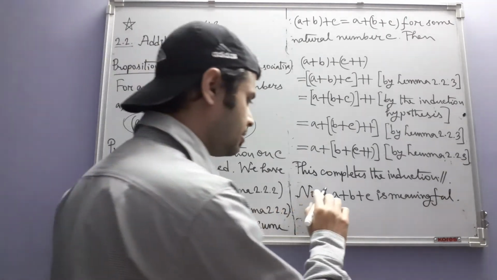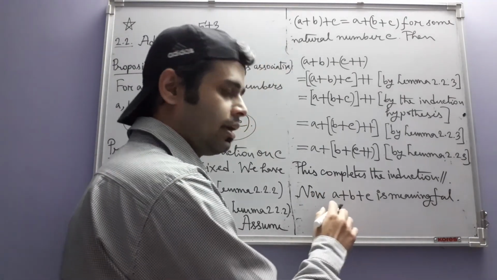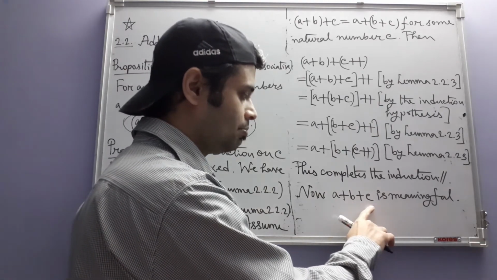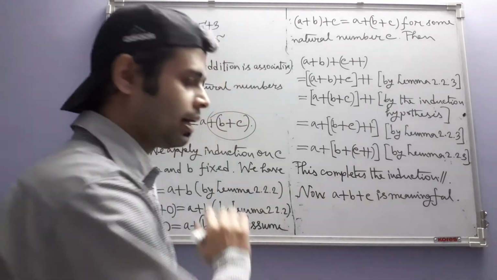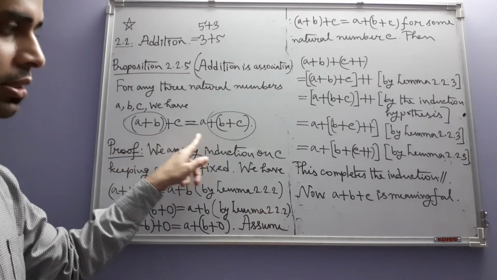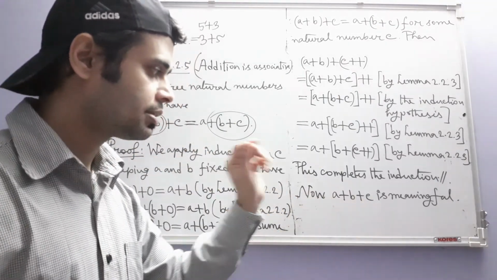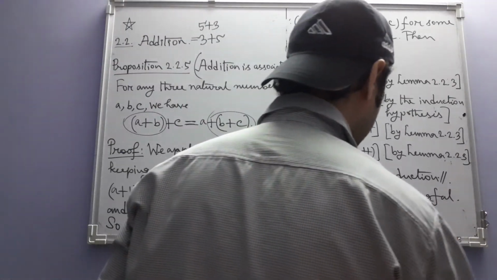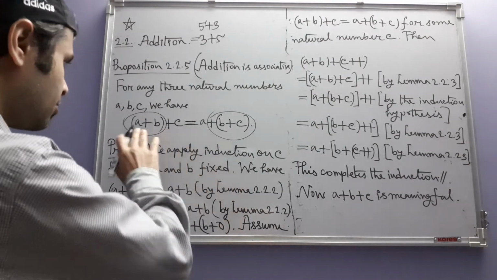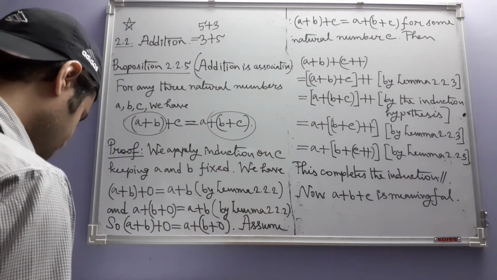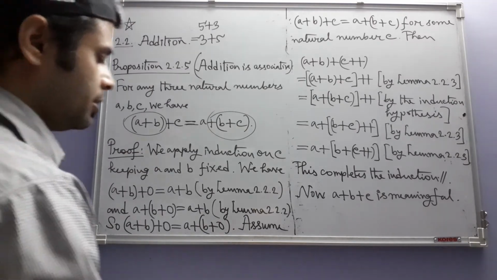Whether I write it, I first add a and b and then to that I add c, or whether I first add b and c and to the sum I add a, it does not matter because they ultimately will give me the same result. So a sum like this has meaning. Okay, it is not ambiguous. It does not depend on the way we use brackets.